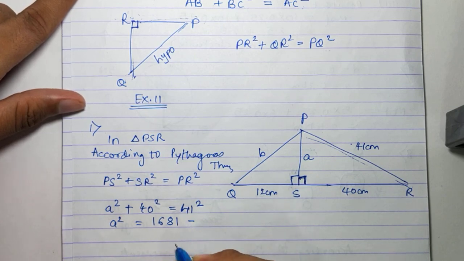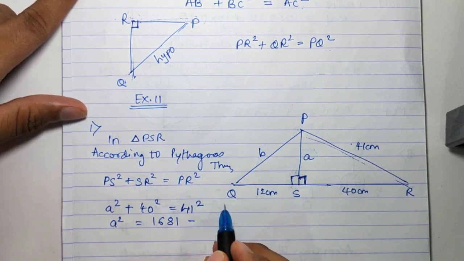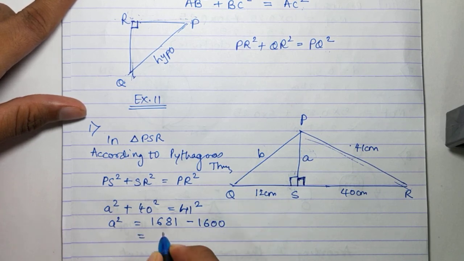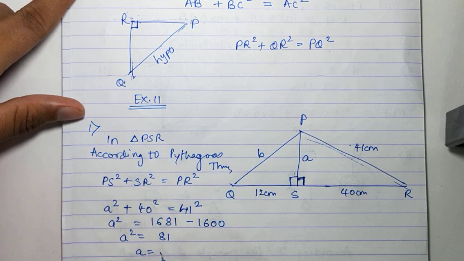And what is 40 square? 40 square will be subtracted from 41 square, okay? So 40 square is 1600. So your answer is 81. A square is 81. So when I take the square root, I will get A as 9.